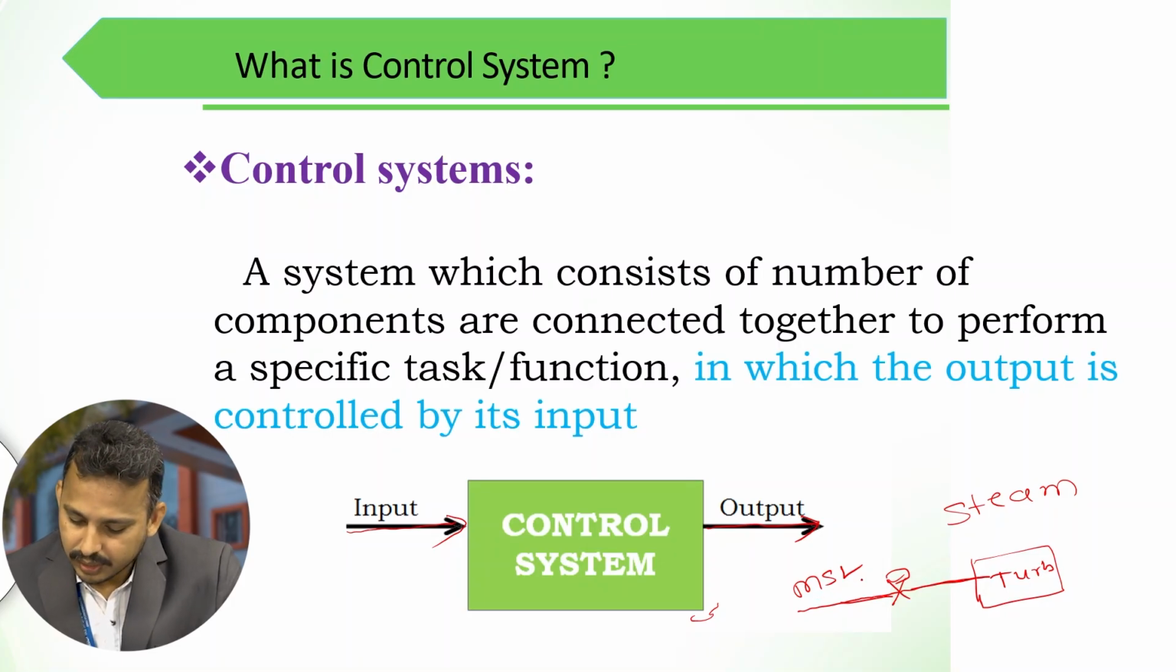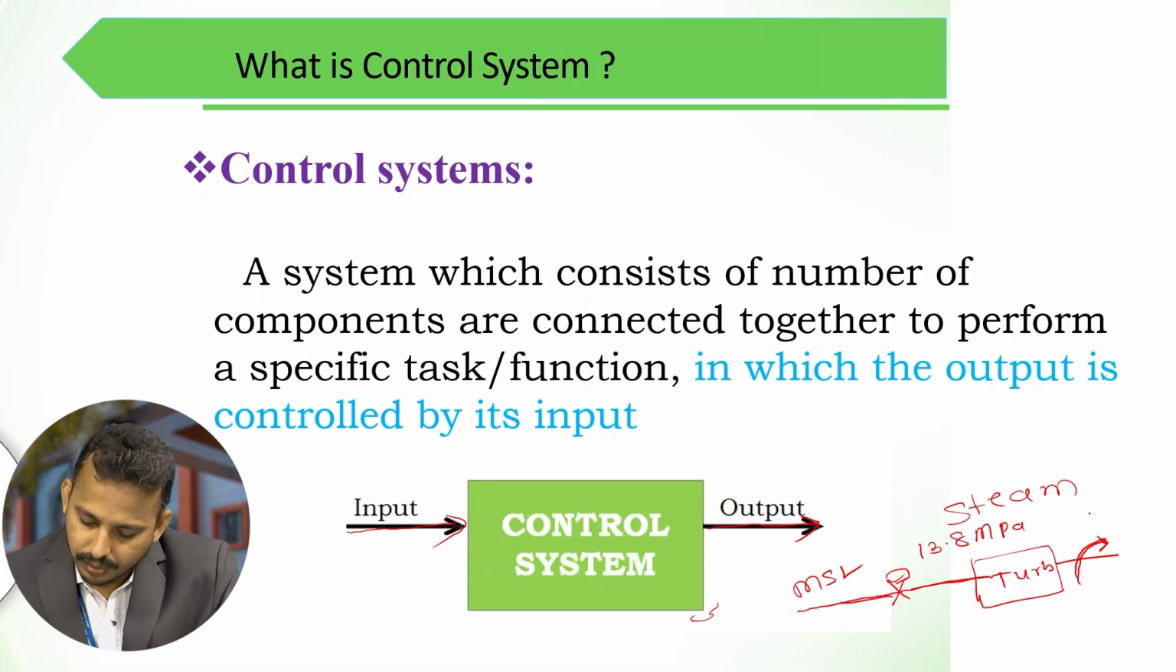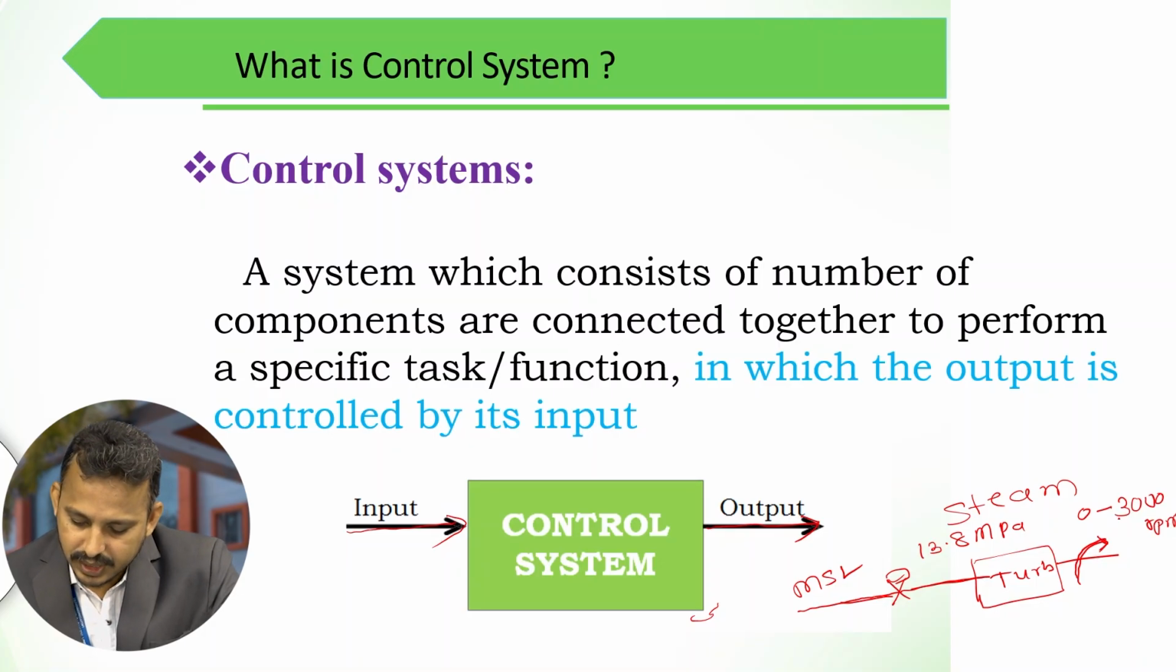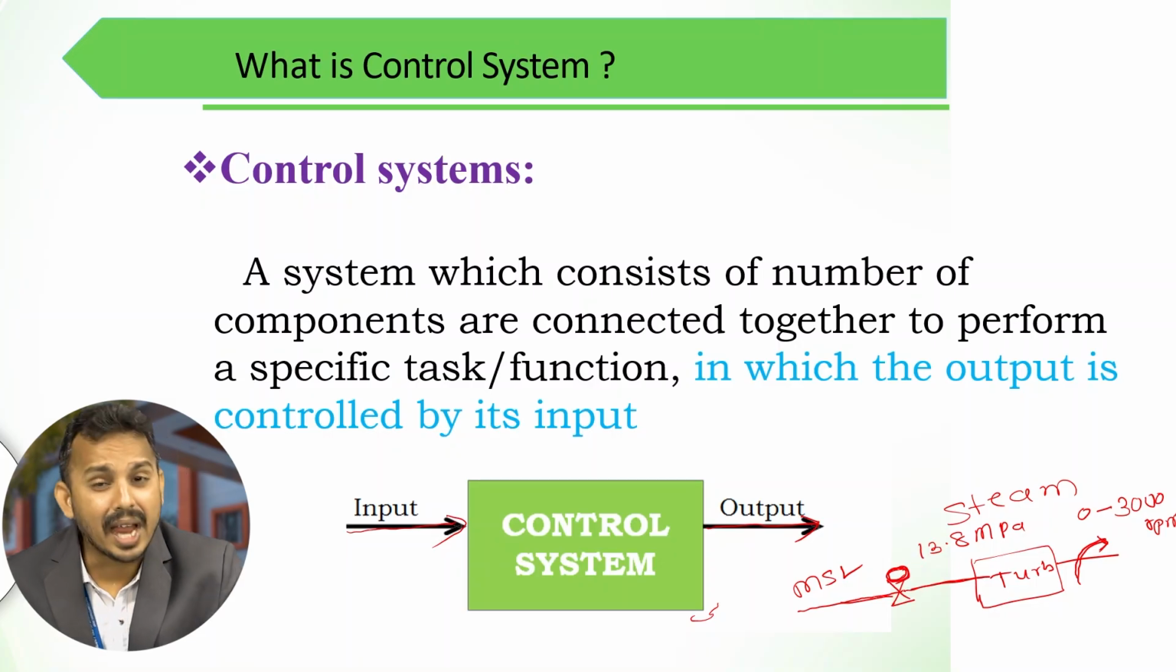From the main steam line, the steam pressure may be 13.8 megapascal. This steam is applied to the turbine blades, then the blades of the turbine start to rotate, and the output is mechanical energy. The blades of the turbine rotate, and then the shaft of the turbine also rotates with a certain speed. Slowly it will increase from the initial point 0 to 3000 rpm, and this speed is controlled by using these governing valves. So here the controlling action takes place by using the speed governing valves.